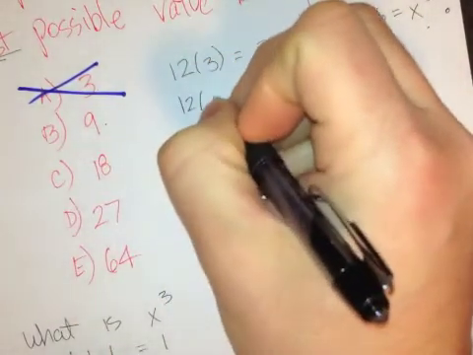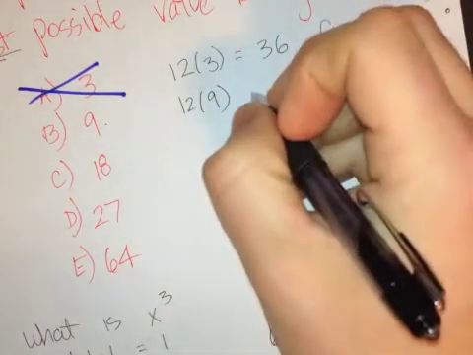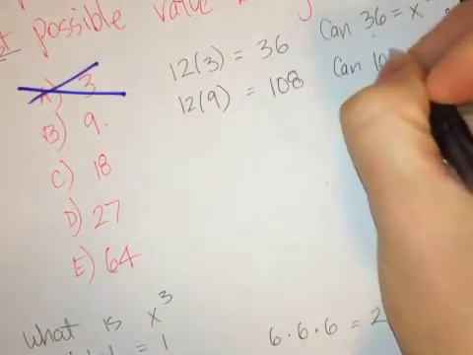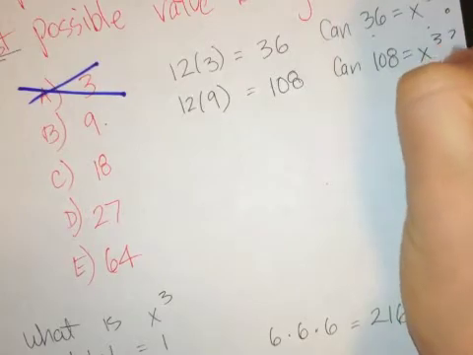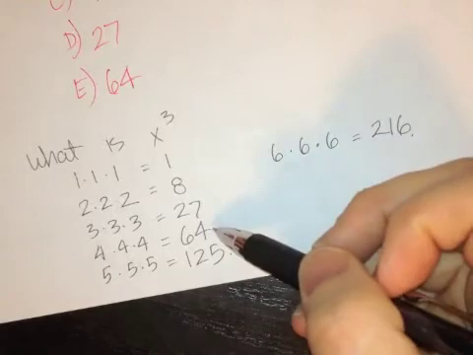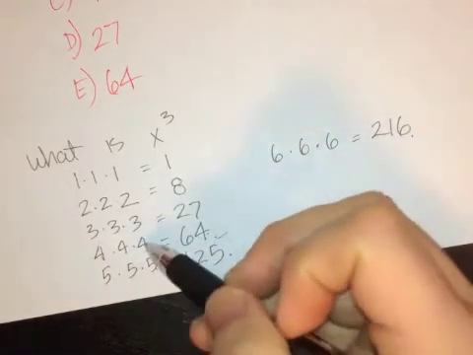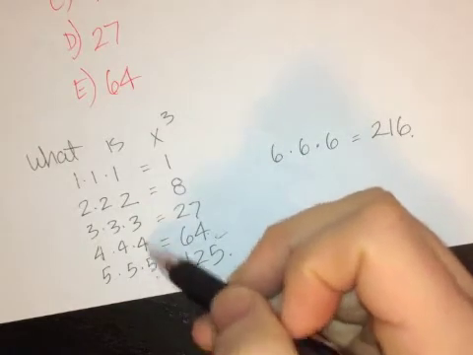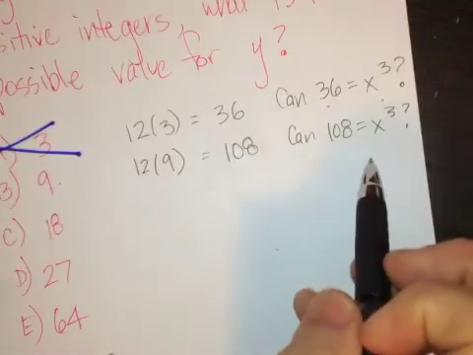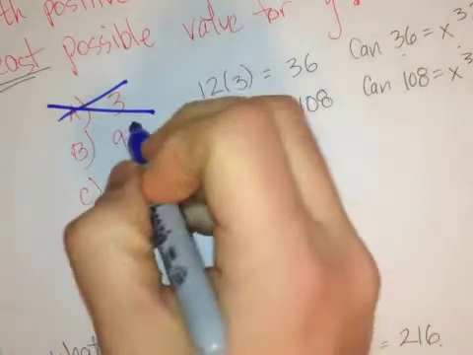Let's see, 12 times 9, oh dear, 90 plus 18 is 108. Can 108 equal x to the third power? Let's go back to my list. I know 108 is somewhere between 64 and 125. There's no positive integer between 4 and 5, so that means 108 cannot be x cubed. It's not a perfect cube, and that means 9 is not a possible answer.